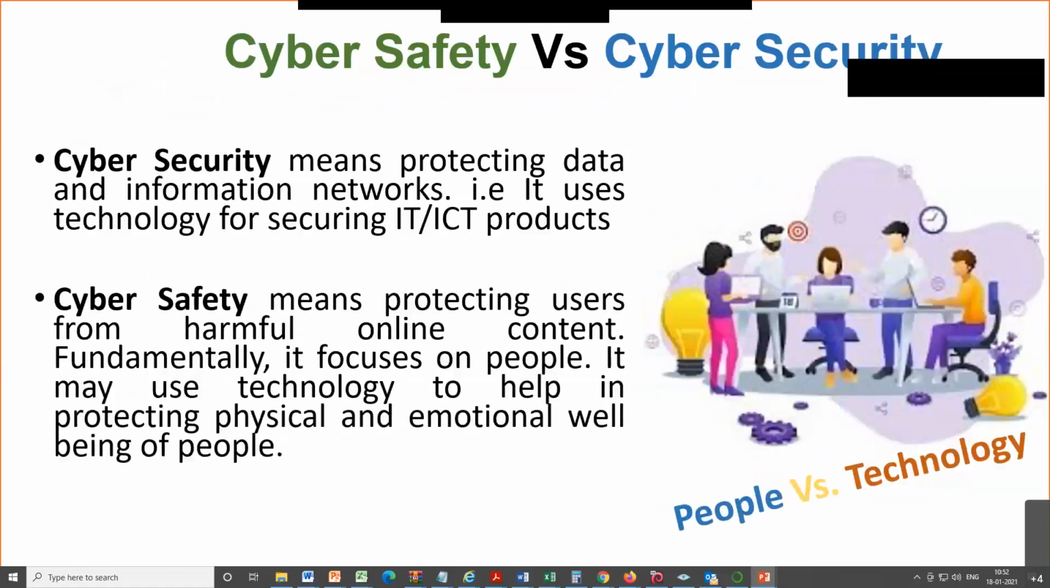So all these things come under cyber security. What is cyber security? Cyber security means protecting data, information, networks, and devices. That means it uses technology for securing IT and ICT products. Whatever products you have, like a mobile or computer, they are all IT and ICT products. When they are connecting and talking to each other, we call it cyber.